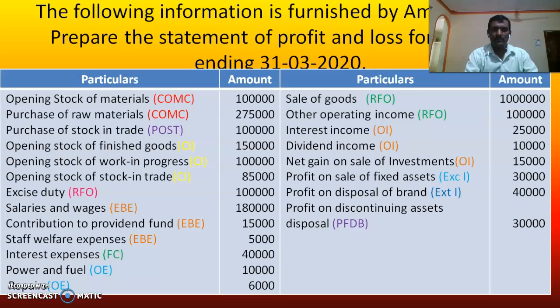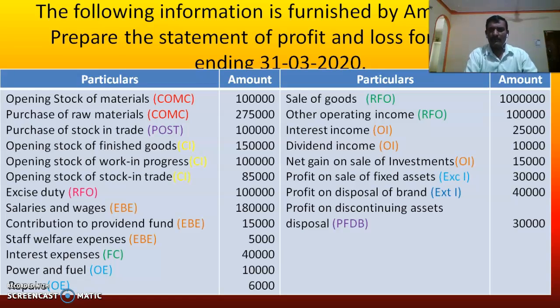And like this we have information like sale of goods and other operating incomes. These are the revenue from operations items. We have to take them in a separate note under revenue from operations. Then interest income, dividend income, net gain on sale of investments are the items of other incomes.